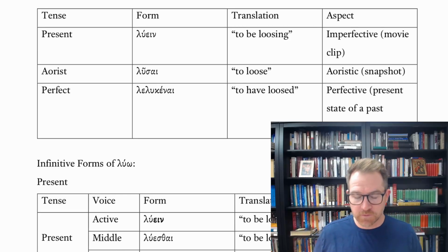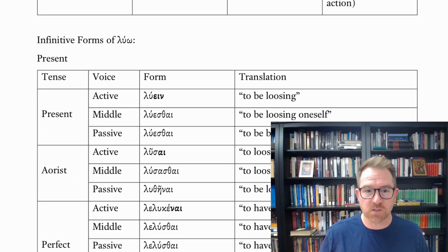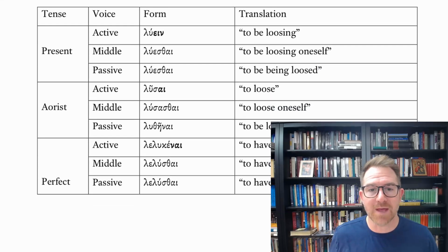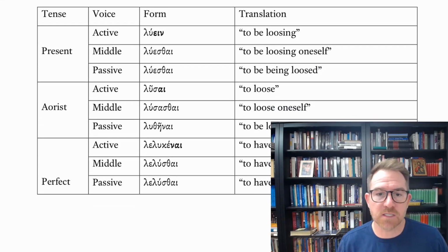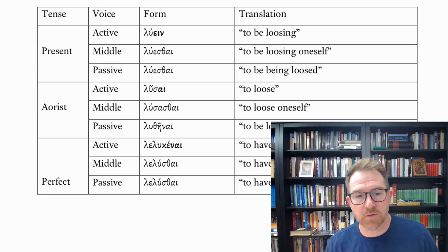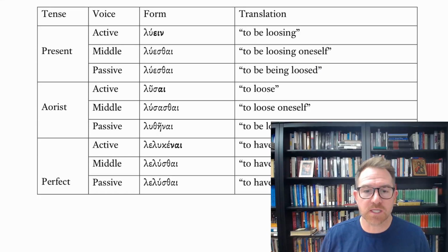So the infinitive forms of luo, which again we've seen most of already: in the present active luein, in the present middle and passive luesthai, in the aorist active lusai, in the aorist middle lusasthai, in the aorist passive luthenai, the perfect active lelukenai, the perfect middle and passive lelusthai.